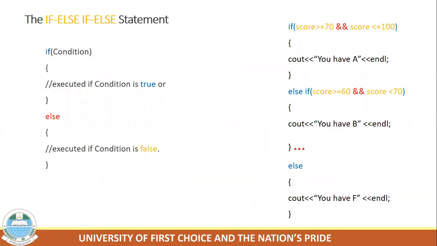Now, sometimes you want to test for more than a condition. You use your if else statement. So you have just two conditions. If this condition is true, let this body be executed. Otherwise, and how do you say otherwise in C++? You use your else statement.